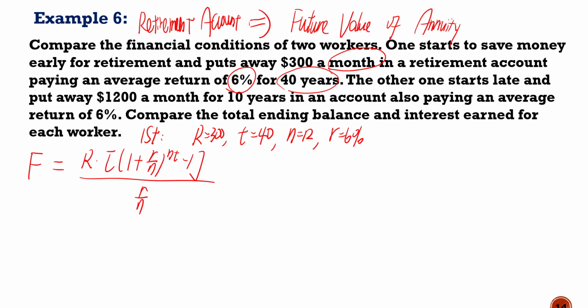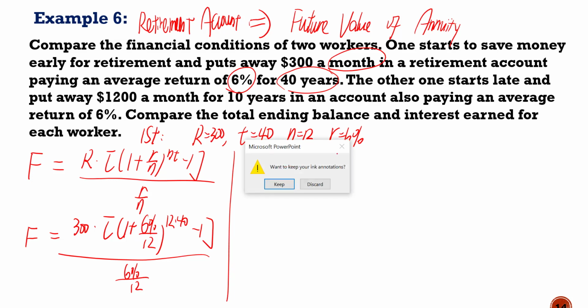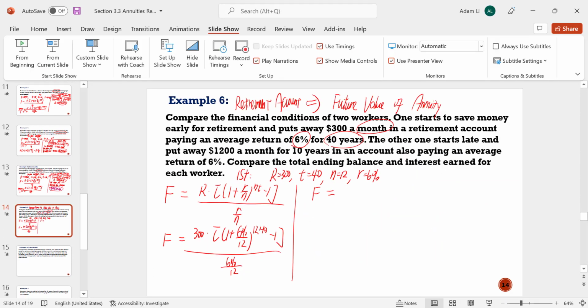Now throwing all the given numbers in here. So future value. We're looking for regular $300 times 1 plus the rate, 6% over 12, raised to 12 times 40, minus 1, over the rate, 6% over 12. Okay. And now let's find our result, right? The future value is approximately equal to, Excel, the result.